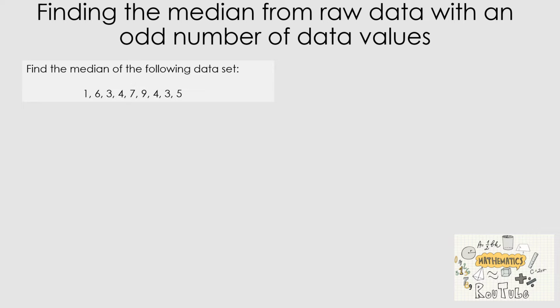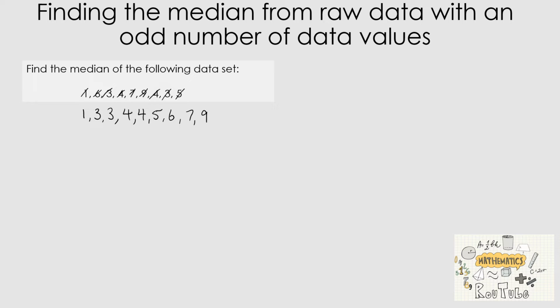All right, let's have a look at finding the median from raw data with an odd number of data values. Find the median of the following data set. We have 1, 2, 3, 4, 5, 6, 7, 8, 9 values, which is clearly odd. The first thing we need to do, as always, is to order the values in ascending order. Now that we have done that, you'll see I have put little lines through each value when I rewrite them, just to make sure that we don't forget any values, or miss any, or double up on any value.